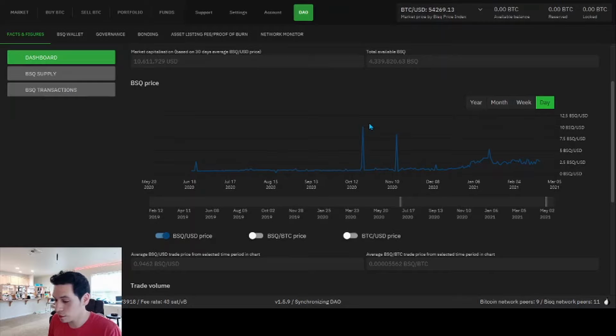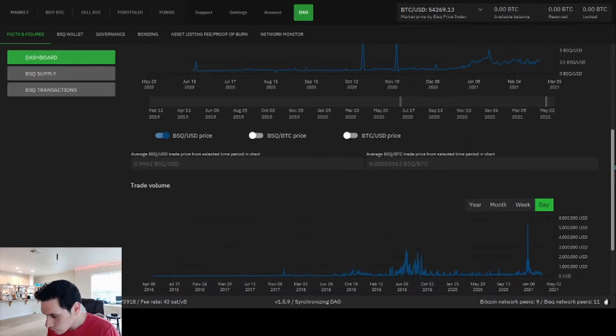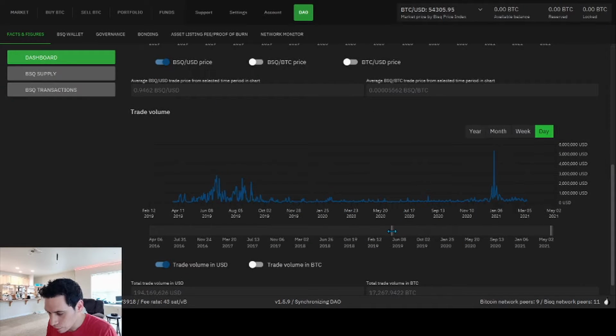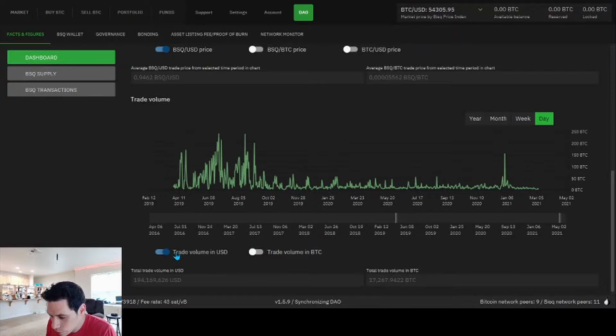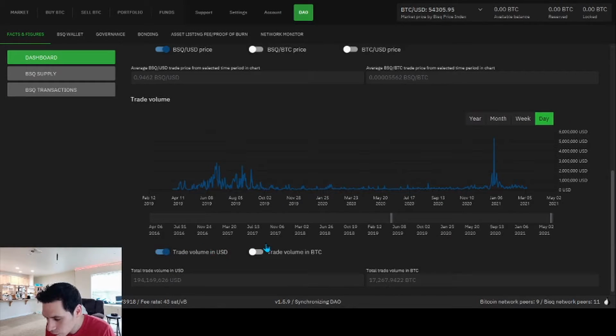It doesn't hold. Let me see. We can't look at the volume, can we? I think we do have options to look at trade volume. So, oh yeah, this is trade volume in total Bitcoin and USD value, not just BSQ. So, trade volume USD, trade volume in Bitcoin. Yeah, these tabs are pretty sweet. You can look in either Bitcoin volume or USD volume. Pretty cool.